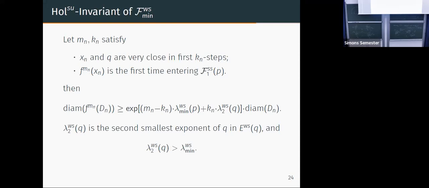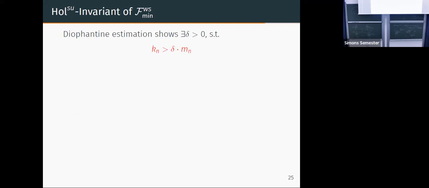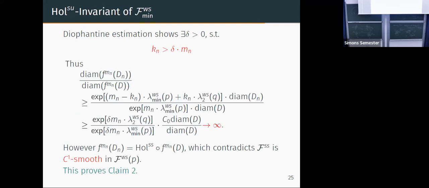And this is the second smallest exponent for the first KN steps of Q, which is larger than the minimal exponent here. And you have a different estimation again. It's almost the same thing. So you can do the calculation again. This thing is uniformly bounded from below, and you will have some first KN steps with second exponents, but this one is something stronger, so it will also tend to infinity.